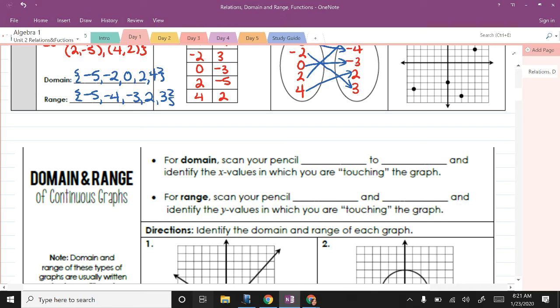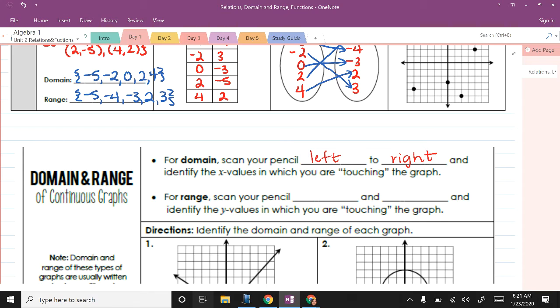All right. First of all, let's fill in these blanks. Let me swap to a red pen. For a domain, now domain is what values? X values. You're going to scan your pencil from left to right. So you're looking horizontally, going left to right to find out what X values you're including on your graph. When you scan your pencil, what is your pencil touching from left to right? That is for the domain.